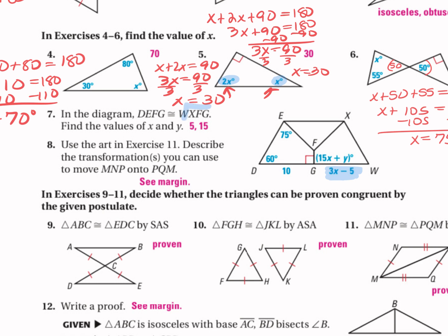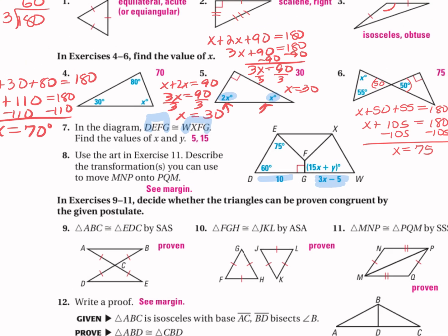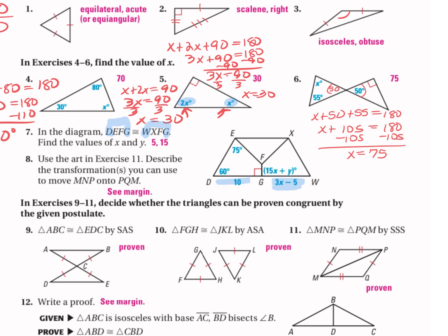So GW is the first and the last letters here. So I'm going to be matching it with the first and the last letters here, which is going to be this DG. So in order to find x, I'm going to set 3x minus 5 equal to 10. I'm going to add 5. 3x equals 15. Divide, and x equals 5.